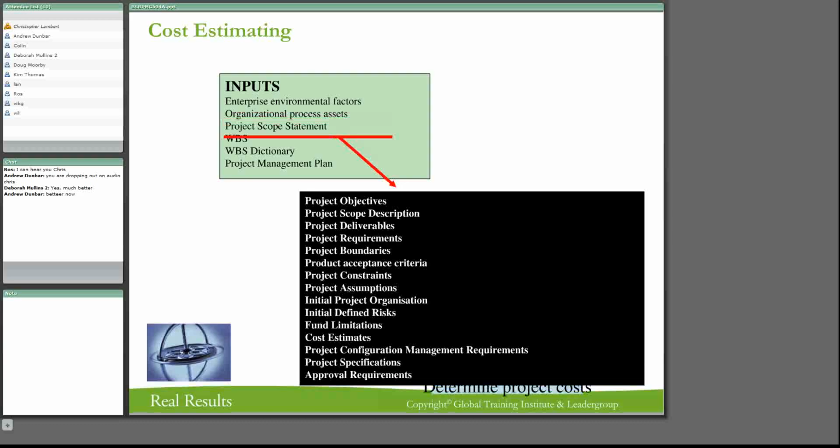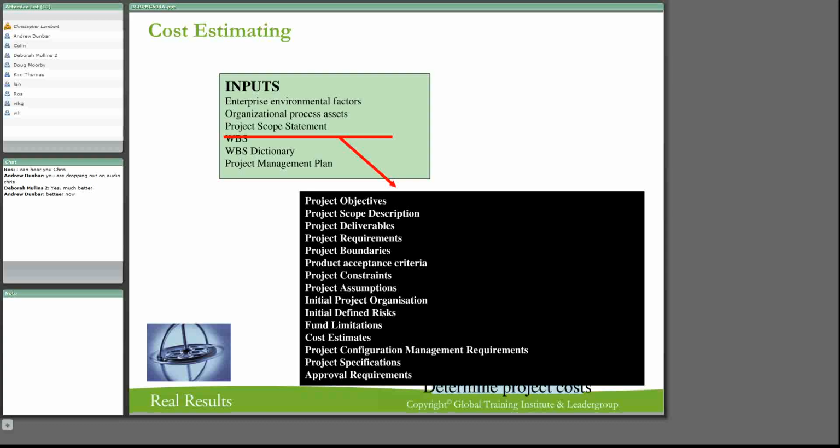Here we expect to see some of your constraints and your assumptions. The initial project organization, the initial defined risks, fund limits, cost estimates, and project configuration management requirements. In other words, what has to be changed? If something changes in the project, how are you going to reconfigure both your documents and equipment and things when you need to reconfigure the project or you change something in the project? What affects what depending on what you're doing? So that's your configuration management requirements.